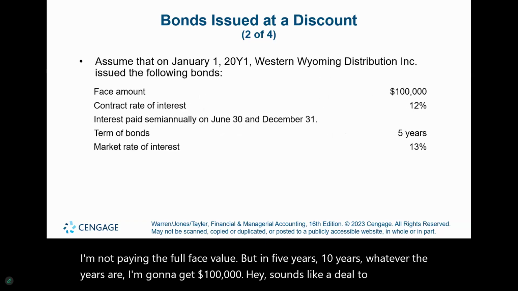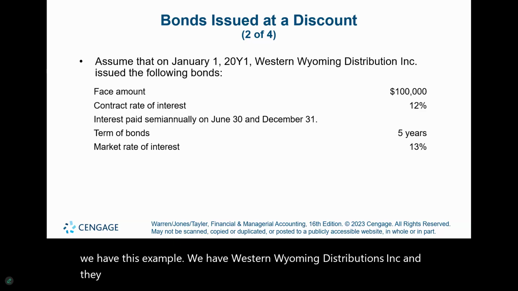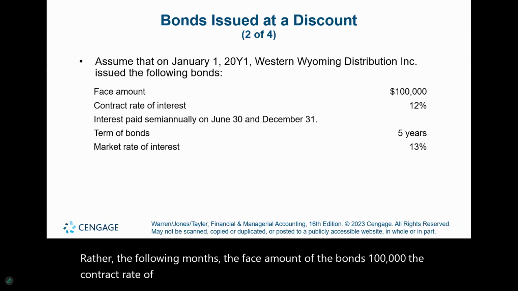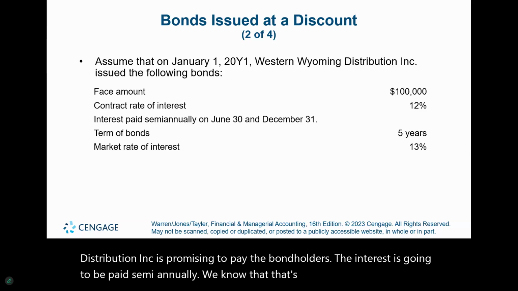All right. So here we have this example. We have Western Wyoming Distributions, Inc., and they issued the following bonds. The face amount of the bonds, 100,000. The contract rate of interest, this is the rate that Western Wyoming Distribution, Inc. is promising to pay the bondholders. The interest is going to be paid semi-annually. We know that that's twice a year, 5-year bonds.